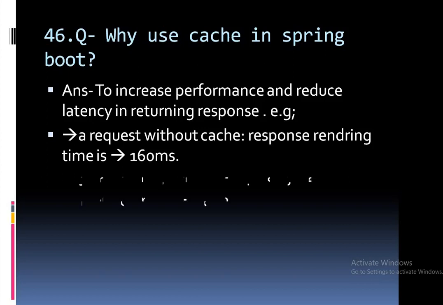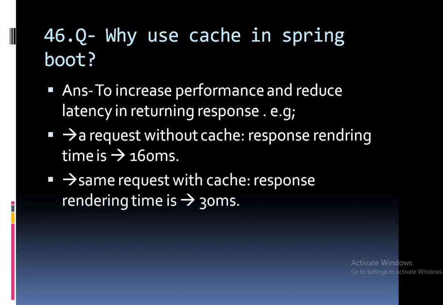So here we can take an example: for a request without cache, the response rendering time is 160 milliseconds, and the same request with cache, the response rendering time is only 30 milliseconds. So the request without cache takes 160 milliseconds to return the response, and that same request with cache facility will take only 30 milliseconds.